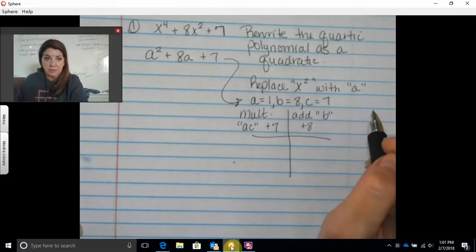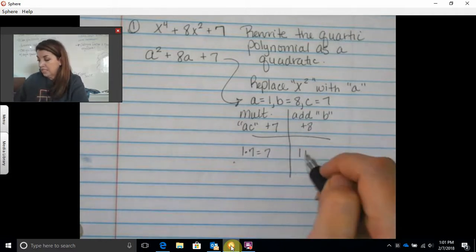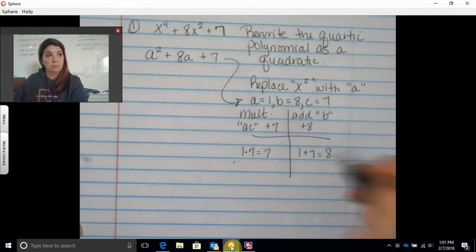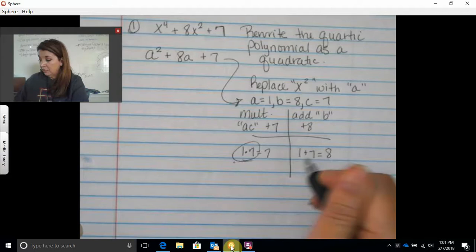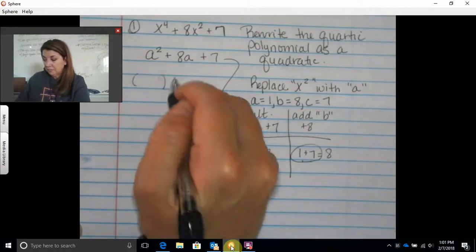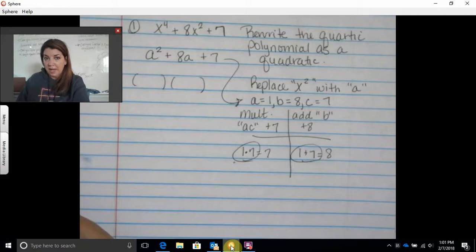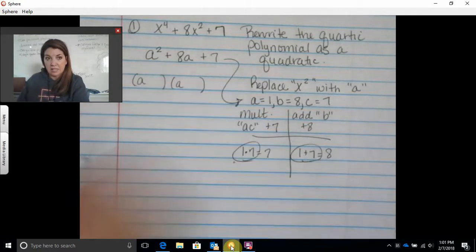So what do you think? All right. 1 times 7 does give me 7. What's 1 plus 7? 8. Is that going to work? Heck yeah. Positive 1 and positive 7. So go back, make your parentheses. Right now we're using a, so a will be my first term in each set. And then we know we have a plus 1 and a plus 7.